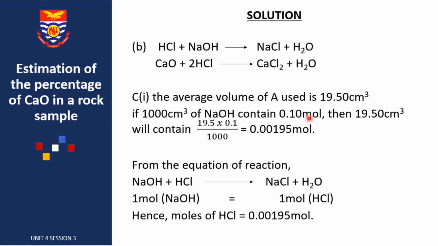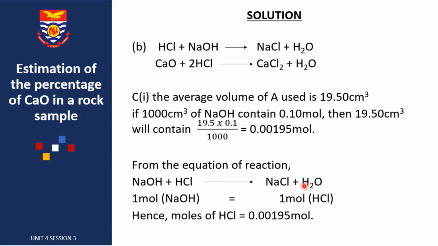Or we can just use our relation n = C × V. That is, amount is equal to concentration times volume. The concentration is the 0.1 mol per dm cubed, and the volume is the 19.5, which we will convert into cubic decimeters, and we'll get this same value here. So knowing this is the amount that reacted with the acid, we can write an equation to show such reaction, and that gives us sodium hydroxide plus HCl, giving us the salt and the water.